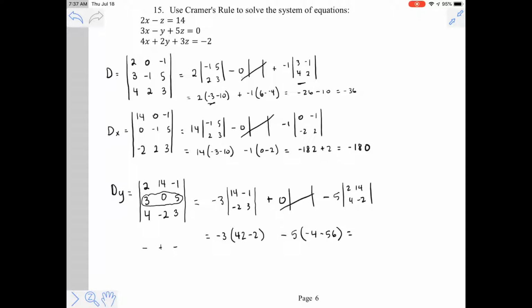So negative 3 times 40 is negative 120, and then negative 4 minus 56, that's negative 60 times negative 5, that's 300. That equals positive 180.